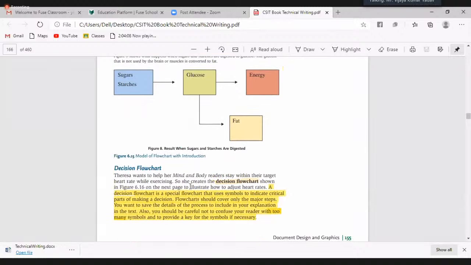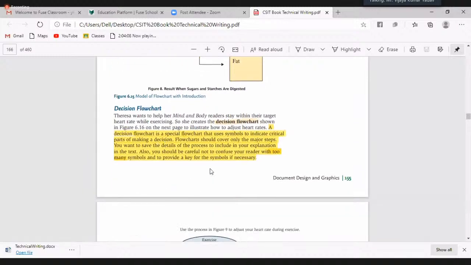Then you have the decision flow chart. So what is a decision flow chart? By using this very flow chart, we take the final decision of something. So here, a decision flow chart is a special flow chart that uses symbols to indicate critical parts of making a decision. So here we study critical parts, because in the flow chart there is the use of symbols, and we study the symbols, and with the symbols we also study the different critical parts, and finally we take the decision.